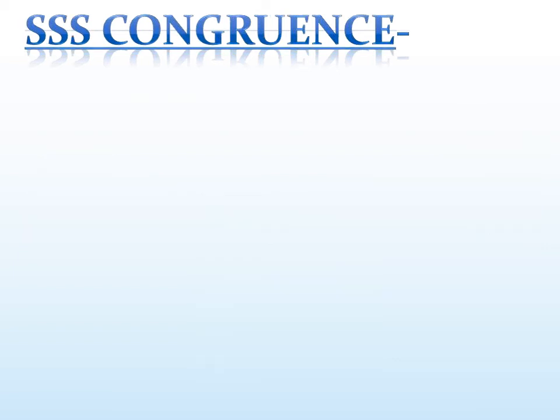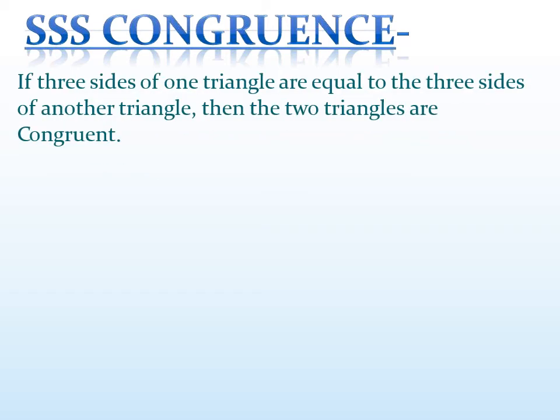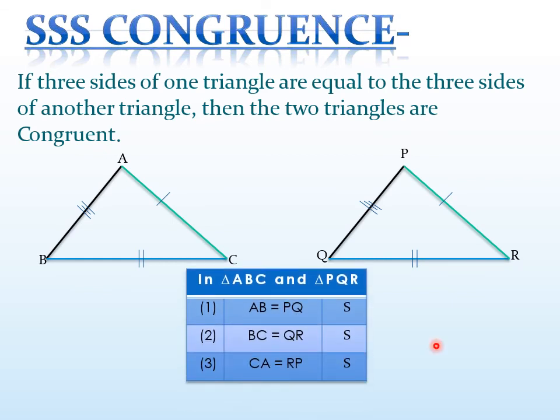SSS congruence rule. By the name we can see that if three sides of one triangle are equal to the three sides of another triangle, then the two triangles are congruent. So if we take two triangles ABC and PQR, we can see AC is equal to PR, one mark. Again, BC is equal to QR, two marks right here, and AB is equal to PQ, three marks here. This is how we denote it in a diagram. So we can see that the three corresponding sides are equal here.